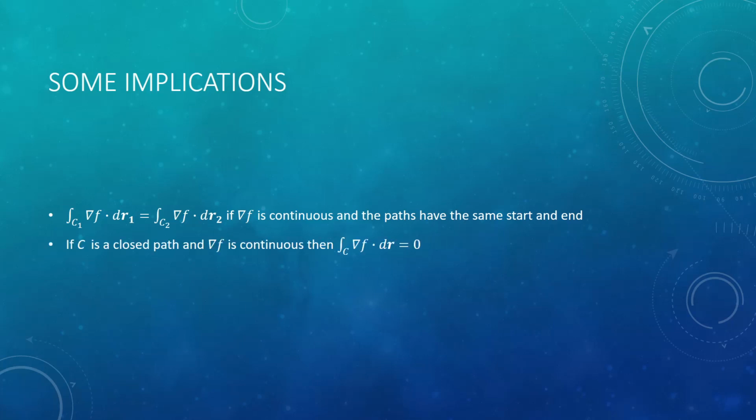Now, another thing: if it is a closed path and your gradient is continuous, then the integral is 0. By closed path, that means you're forming some sort of enclosed shape. It could be a circle, an ellipse, some really weird stuff. Regardless of what it is, if the gradient of f is continuous, then it's going to come out to 0.